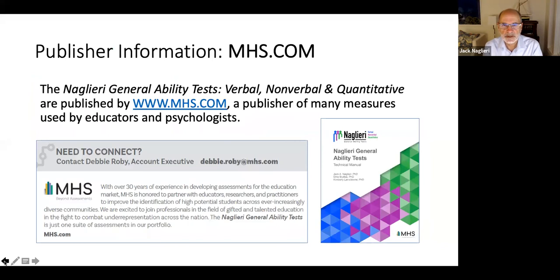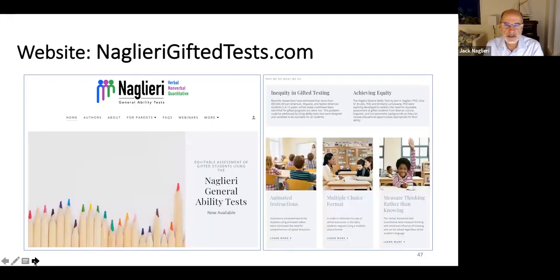Kim, can you go back a slide, please? So if you want to get more information about these 3 general ability tests, you can go to mhs.com, which is the publisher. You can certainly be in touch with any of us. You can certainly be in touch with Debbie Roby, who's the person to contact if you're interested in actually getting the tools. And if you want more information in general, I encourage you to go to our website, the Naglieri Gifted Test.com. And there you'll see a whole bunch of information about the new tests, what they look like, and that's the place to go for updates.